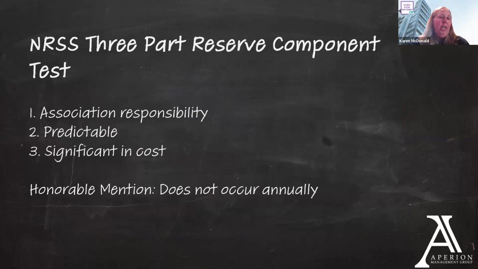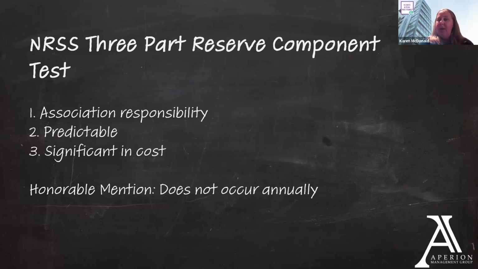So a lot of questions come about as to what goes in the reserve study. So we use a 3-part test under National Reserve Study Standards. In order for an item to be funded within the reserve study, it has to meet all 3 of these items, not just one of them. So first of all, it has to be the association's responsibility. It can't be something that's an owner responsibility. It has to be predictable. So it has to be something that we know will occur.